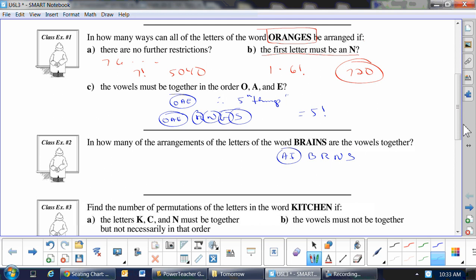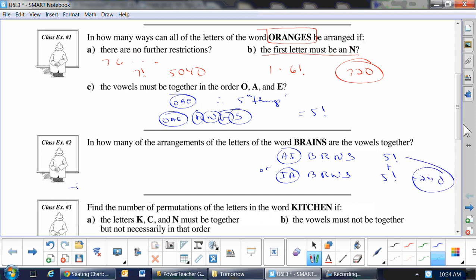So how many ways could I do that? 5 factorial. But did it say that A and I had to be in that order? No. So there's also these, IA, B, R, N, S. Which is 5 factorial. So this is an OR, right? So that would be plus, and that would be 240.